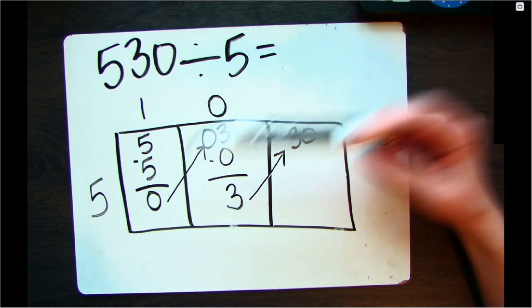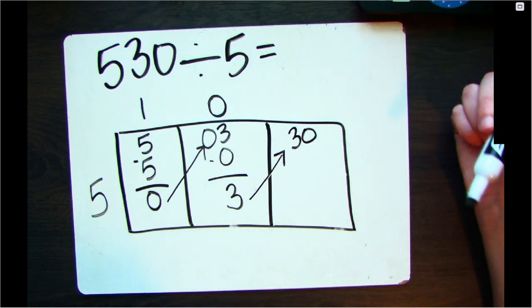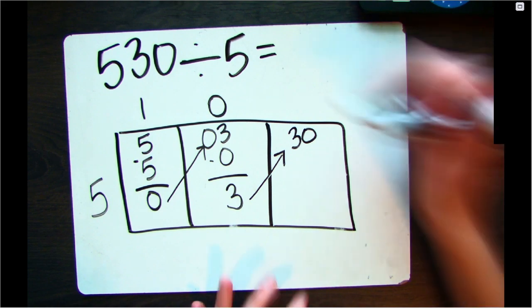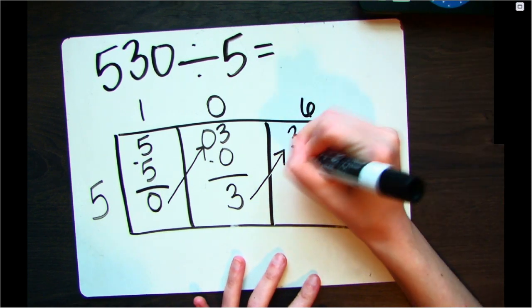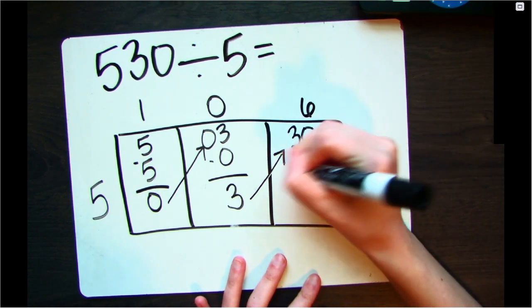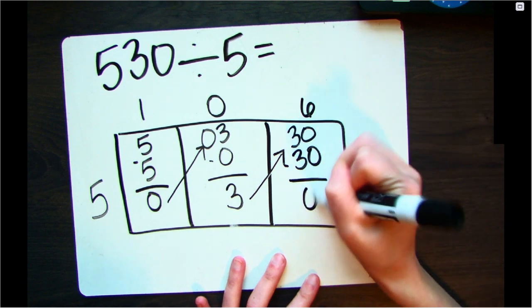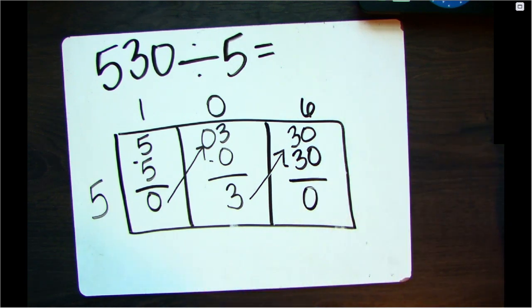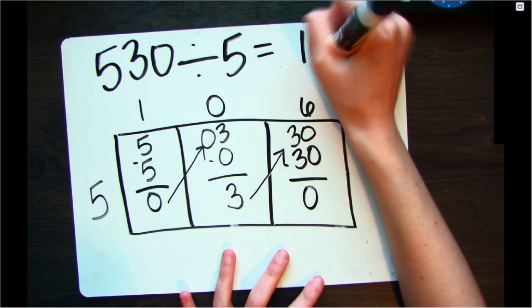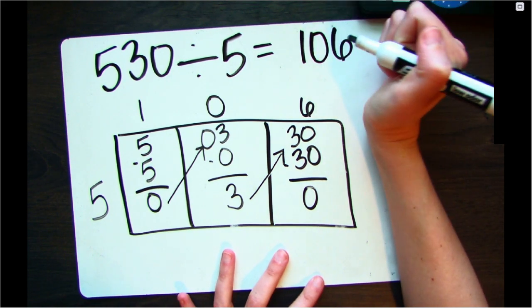So now I'm going to say 5 times what equals 30? And I know that 5 times 6 equals 30. Subtract 30, and it's 0. I've achieved my goal, that I've zeroed it out. So 530 divided by 5 is 106.